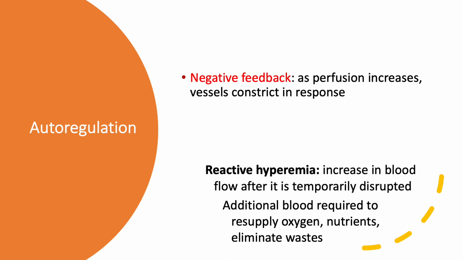Autoregulation is most apparent when we temporarily disrupt blood supply to an area and then restore it. When we disrupt the blood supply, that tissue is deprived of things it needs like oxygen and nutrients, and then at the same time, metabolic wastes accumulate. When we restore local blood flow to that area, we're going to see an increase in blood flow. Okay? And we call that reactive hyperemia. We have additional blood supply there to quickly supply oxygen and nutrients and help remove those wastes that have accumulated.